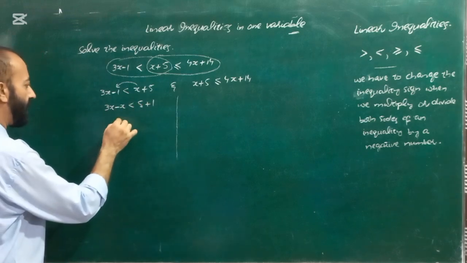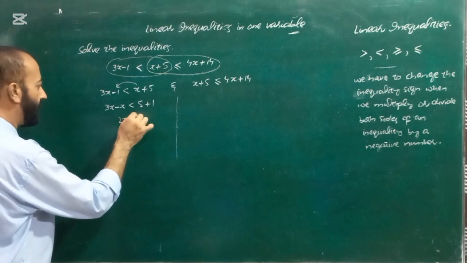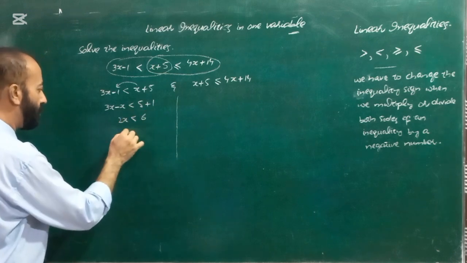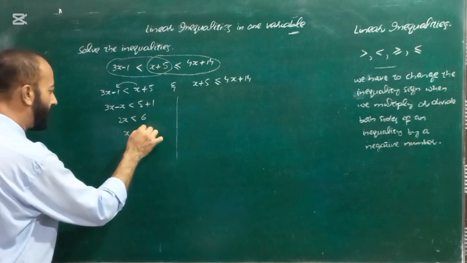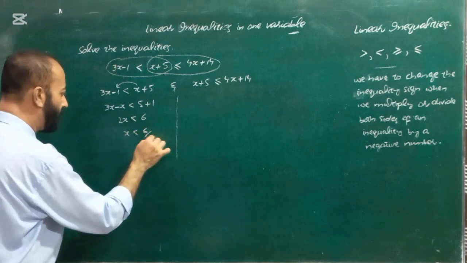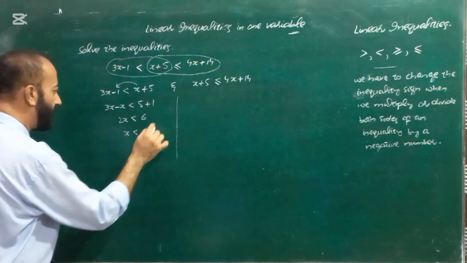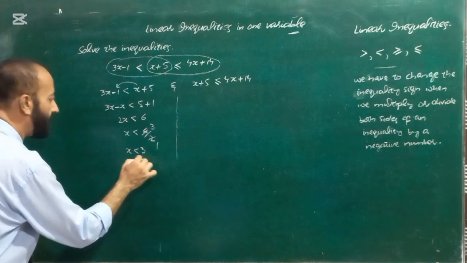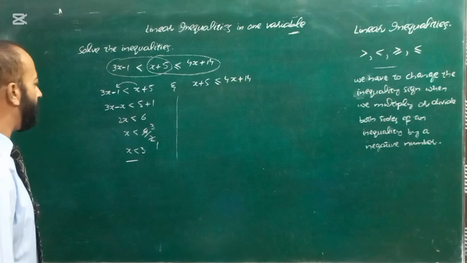So 3x minus x will be 2x. This sign is still there, and 5 plus 1 is 6. 2 will go to the denominator of the right hand side. So 2 ones are 2 and 2 threes are 6. So x is lesser than 3 is the answer of the left hand side inequality.